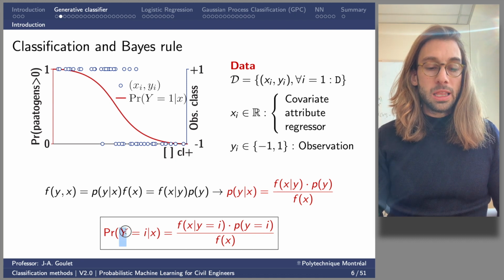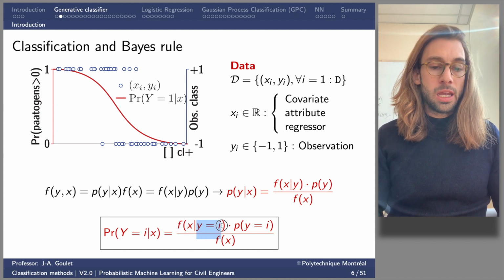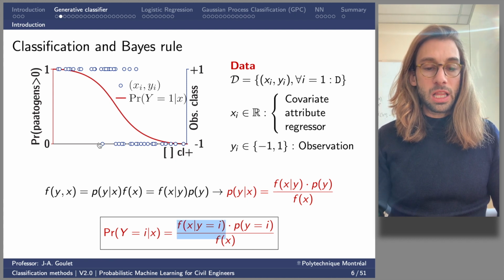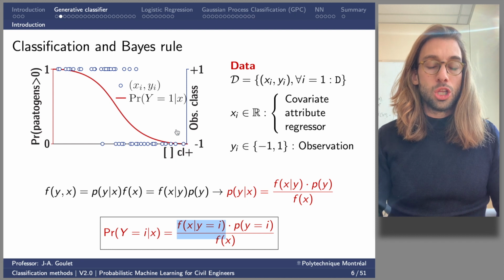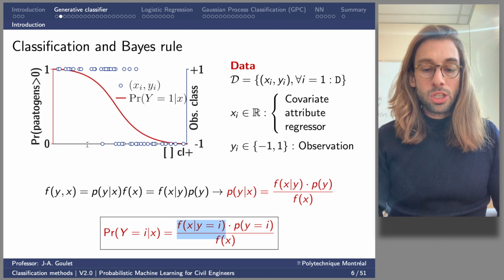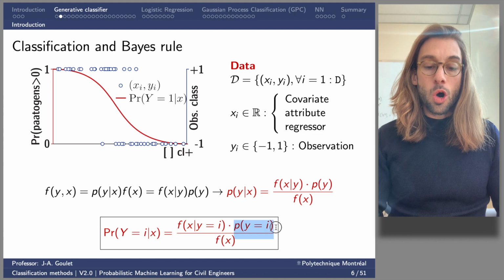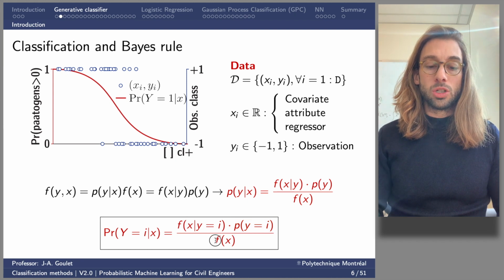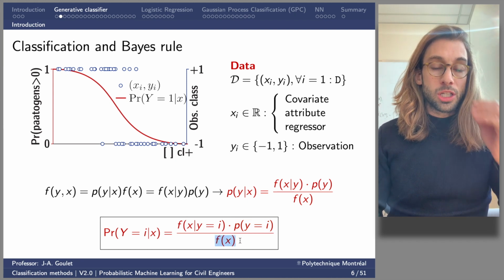So we can reframe this as trying to quantify the probability that my random variable y takes the class i given a covariate value x. This is the conditional PDF for my covariate x given that the class is i. So this term would represent the PDF for a given class. That class could be the class -1, no pathogen, times the prior probability of having no pathogens with respect to the prior probability of having pathogens, divided by f of x, which is going to be my normalization constant.